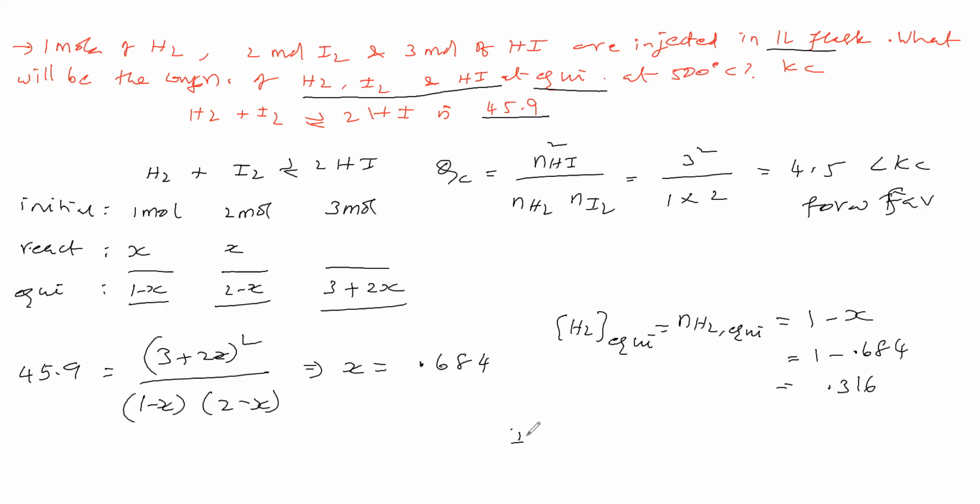Therefore H2 we are getting 0.316. Similarly, I2 is 2 minus x, substituting x we get 1.316. Then HI is 3 plus 2x, substituting x we get 4.368. So this is the concentration of each at equilibrium.